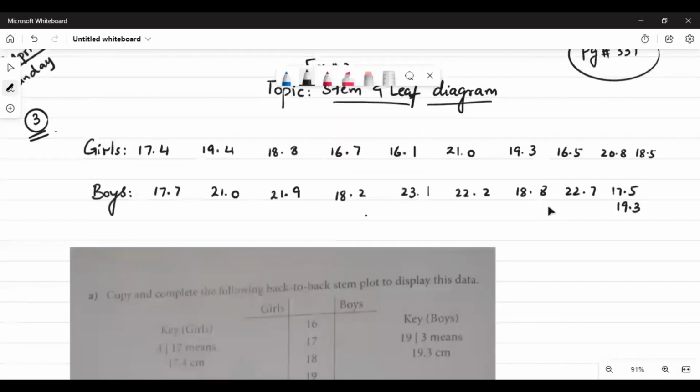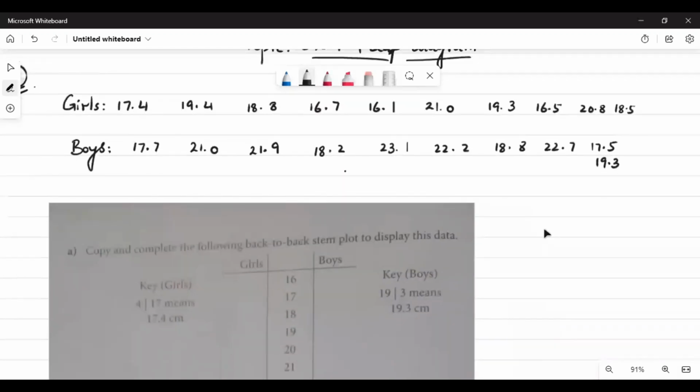This is the same topic. The only difference between this question and yesterday's question is that yesterday we made the stem and leaf diagram only for single data. We just made the diagram like this, plotted the values, and solved the question. But if we look at today's question, question number 3, the data is given for the girls and for the boys.